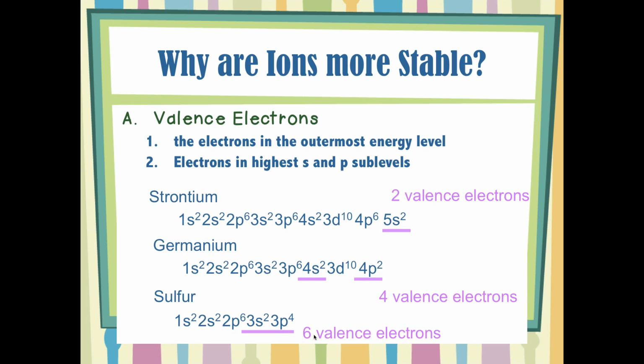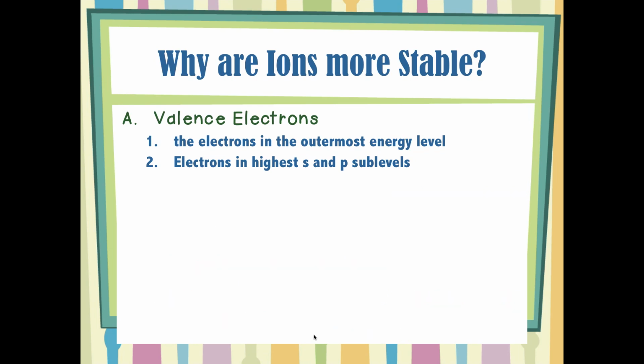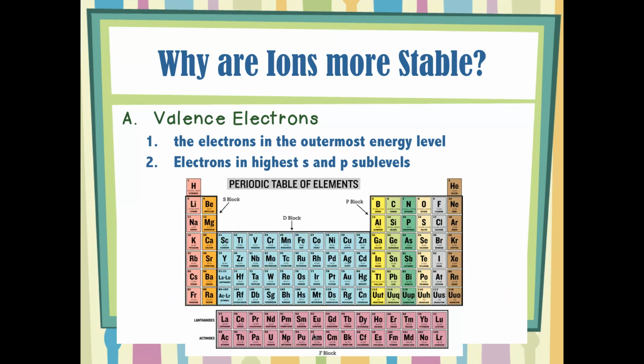So that's one way to find valence electrons, writing out the electron configuration. But the other thing you can do is just look at the blocks on the periodic table. Look, sulfur is here. If you go back to the beginning of the row and count the s, 1, 2, and the p, 3, 4, 5, 6, you get 6 valence electrons.